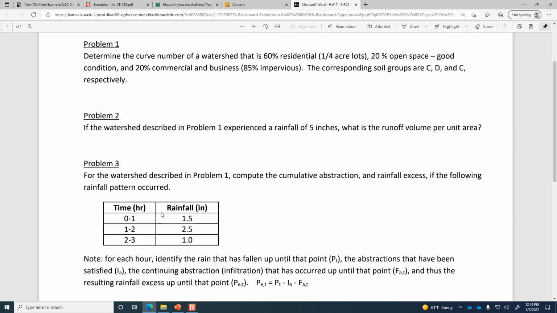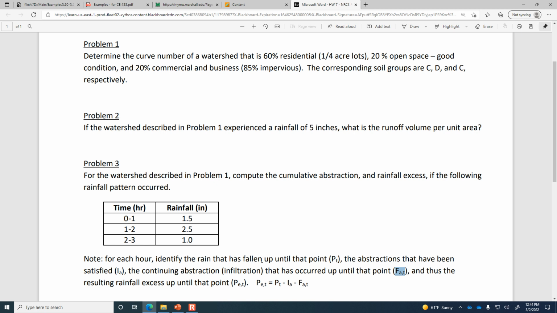You're told that during the first hour there's 1.5 inches of rain, during the second hour 2.5, and during the third hour 1 inch. What we want to know is, for each hour, how much precipitation has there been to that point, and it's cumulative. The abstractions that have been satisfied up to that point: initial abstraction is an amount you can calculate based on the storage quantity, but how much of that initial abstraction has been satisfied? And then how much of the retention has occurred up to that point? So basically you're doing a mass balance on an hour-by-hour basis.